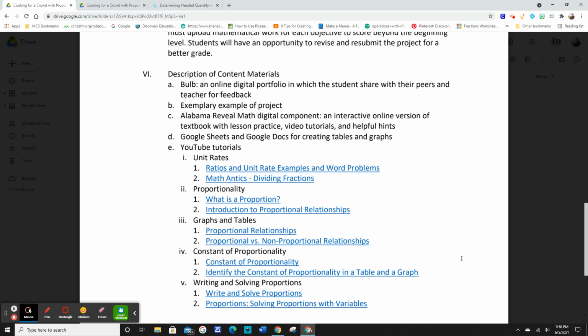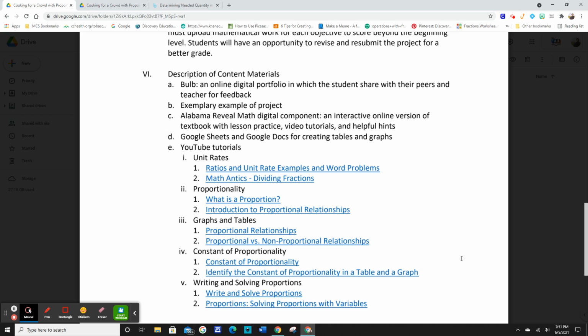We also are adopting a new textbook this year called the Alabama Reveal Math, and the digital component on that is fantastic. That will provide lots of support with understanding the different skills that they need to do to successfully complete the project. It's got an interactive online version of the textbook. It's got lesson practice. It's got video tutorials. It's got helpful hints. It's got games. It's got all kinds of things to appeal to them on every different level.